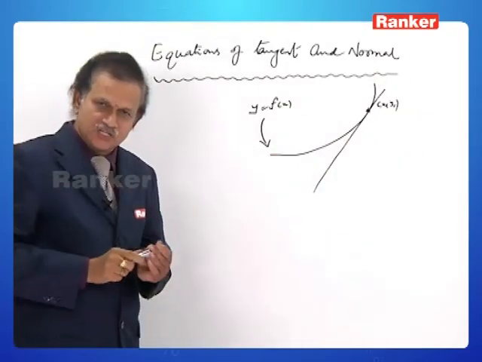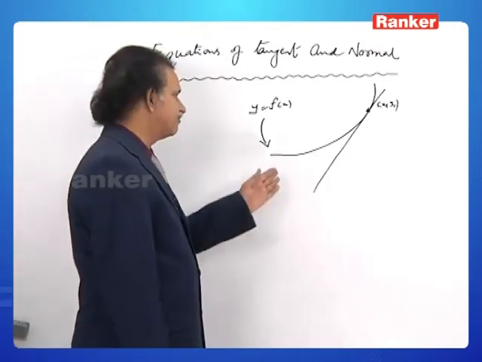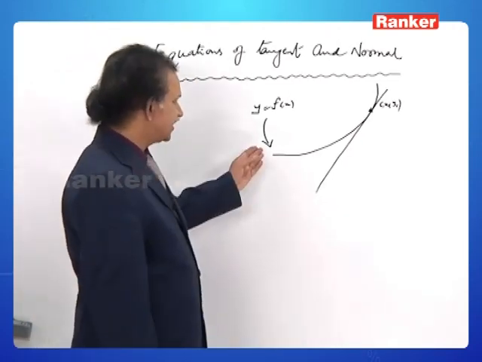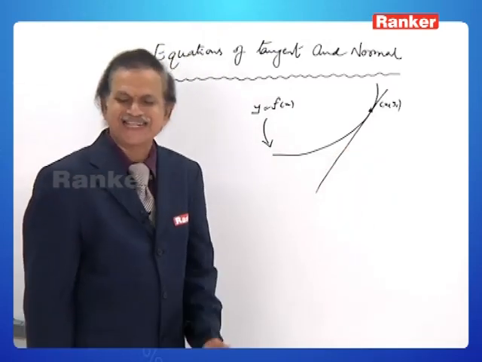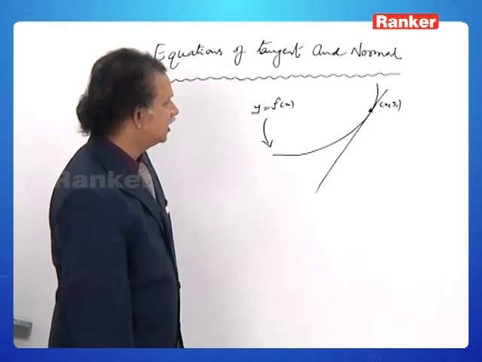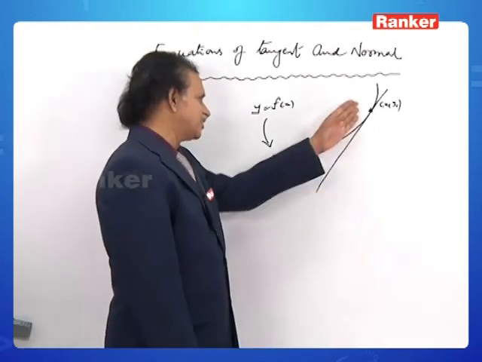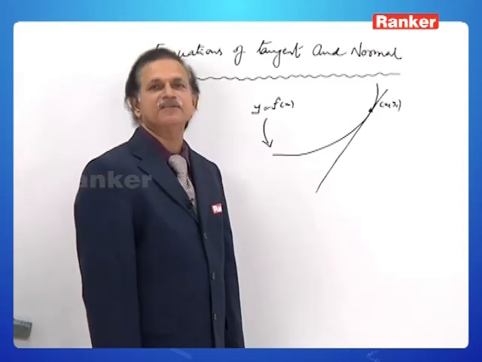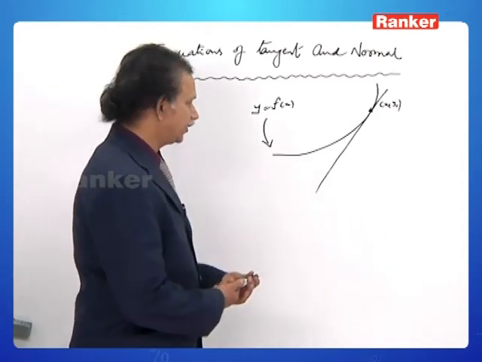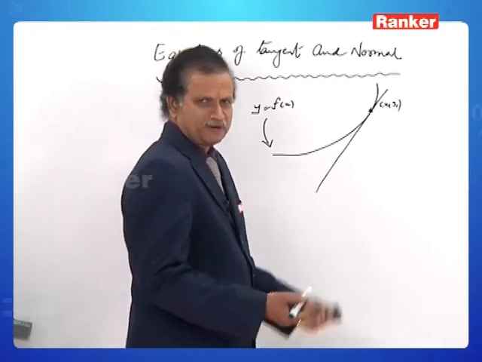Please study the graph carefully. This is the graph of a function, say y is equal to f of x, a curve on which a point x1, y1 has been given. We are now to find the equations of the tangent and normal. Look here, this is the tangent. What is meant by normal?